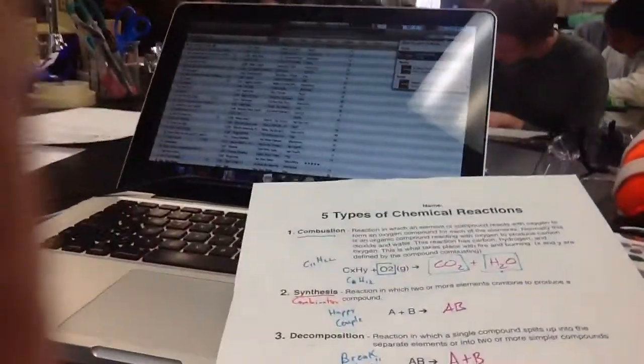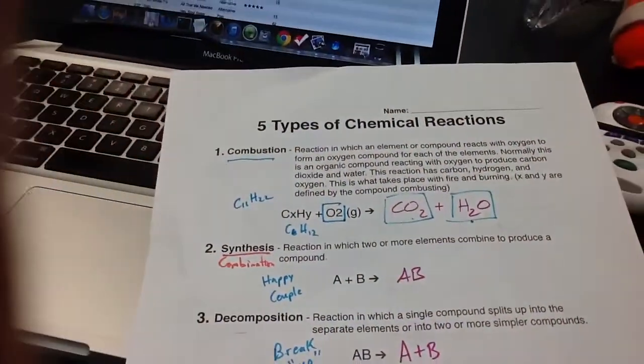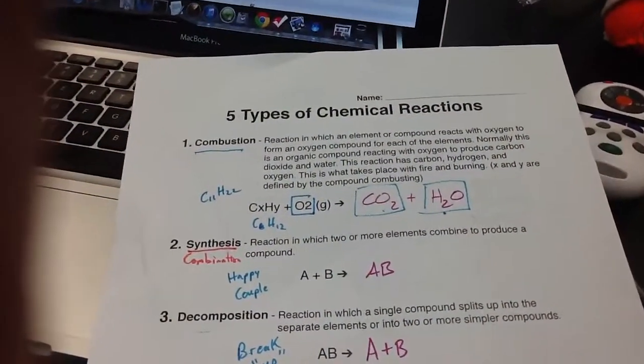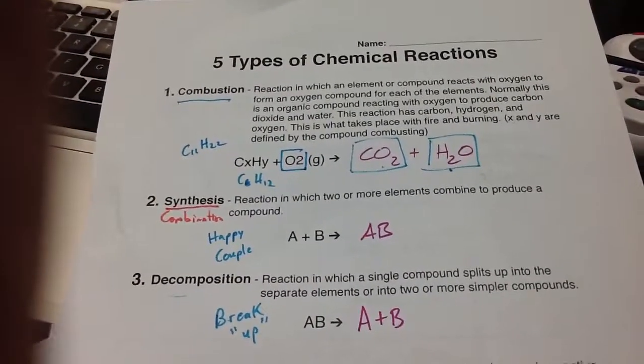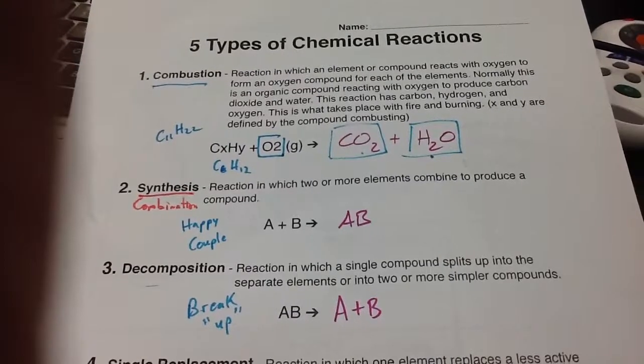Alright, so we're taking a look here. Get a combustion reaction, which always has products of carbon dioxide and water vapor. Always need oxygen as a reactant.